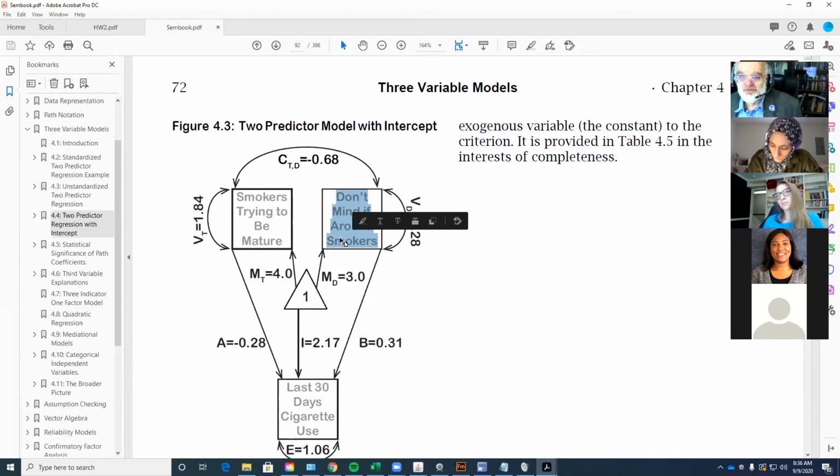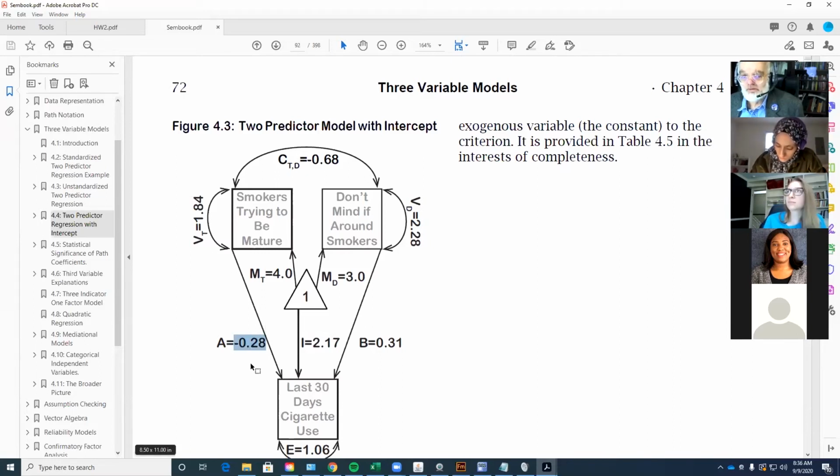And statistical suppressors, well, it's kind of a funny thing. It's an unfortunate term for psychologists, because suppression tends to be thought of as a negative thing. But suppressor effects occur when one of the paths from a predictor to a criterion is positive and the other one is negative. So if, for example, this A value would have been positive 2.8, we would have had a case of statistical suppression, because this would have been a positive times a positive plus a negative times a positive.